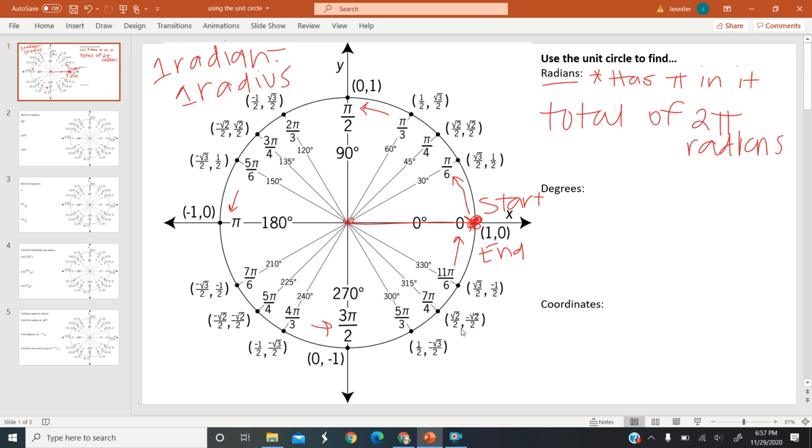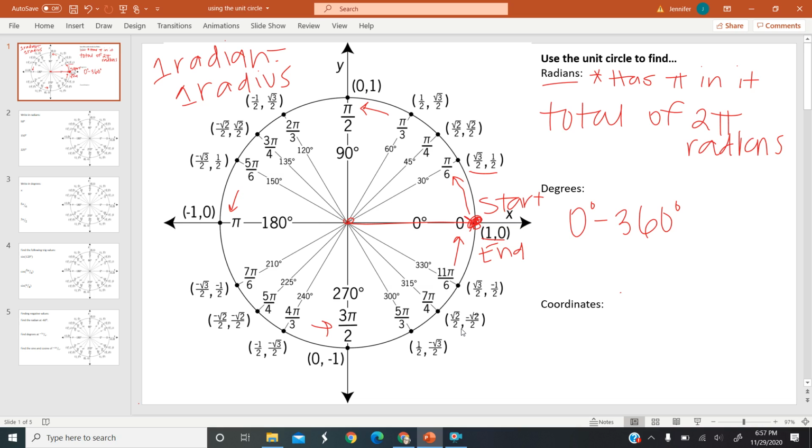Then for degrees, that is all of the ones that have the little degree symbol after it, like 0 degrees, 30 degrees, 45. In the total circle, it goes from 0 degrees to 360 degrees. And then the last thing is all of these different coordinates, like the 1, 0, the square root of 3 over 2, and 1/2, and all of that.